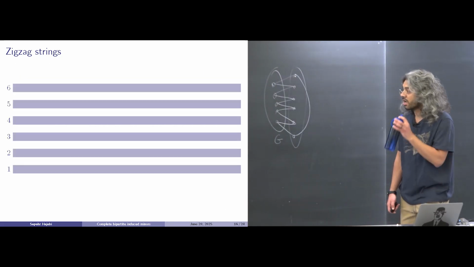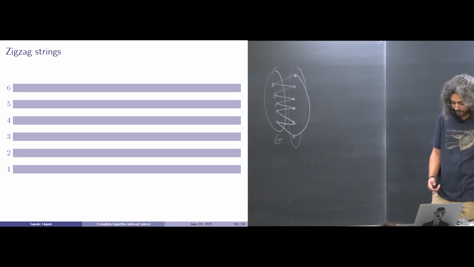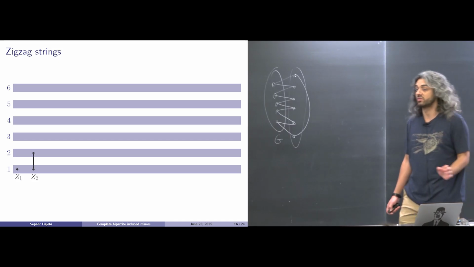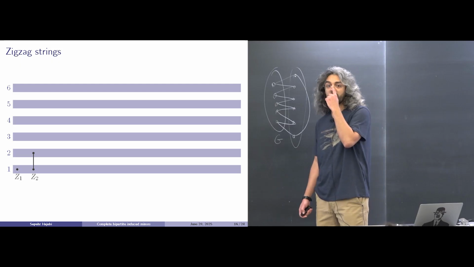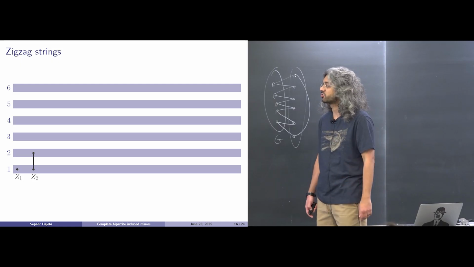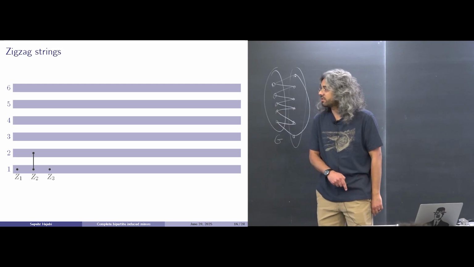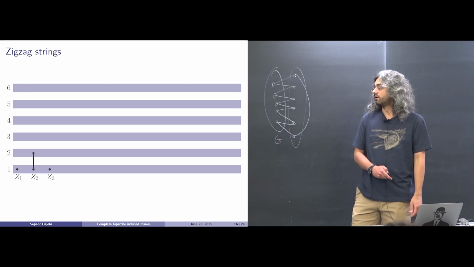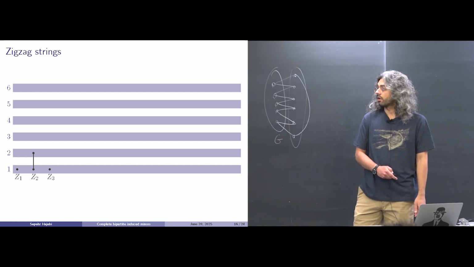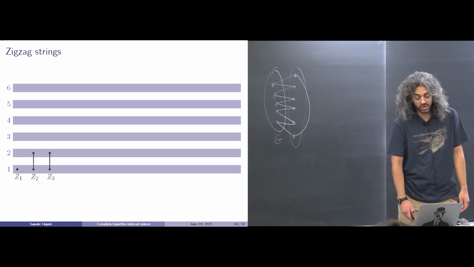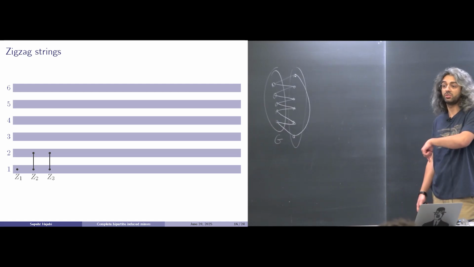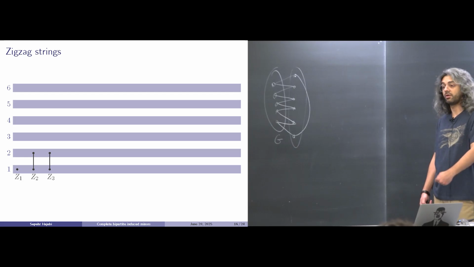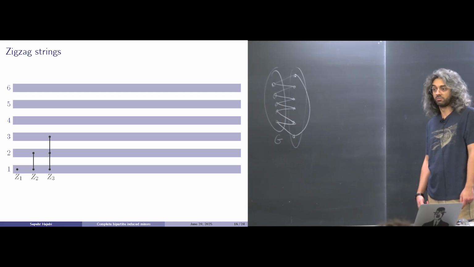Okay, so here are z1 and z2. z1 is just 1, z2 is 1 and 2. If I want to construct z3, I'm going to start with 1, and then go up like z2, and then I'm going to come back down like the inverse of z1, but z1 doesn't move at all, so I'm not going to do anything. And then I'm going to go up like z2 once again.